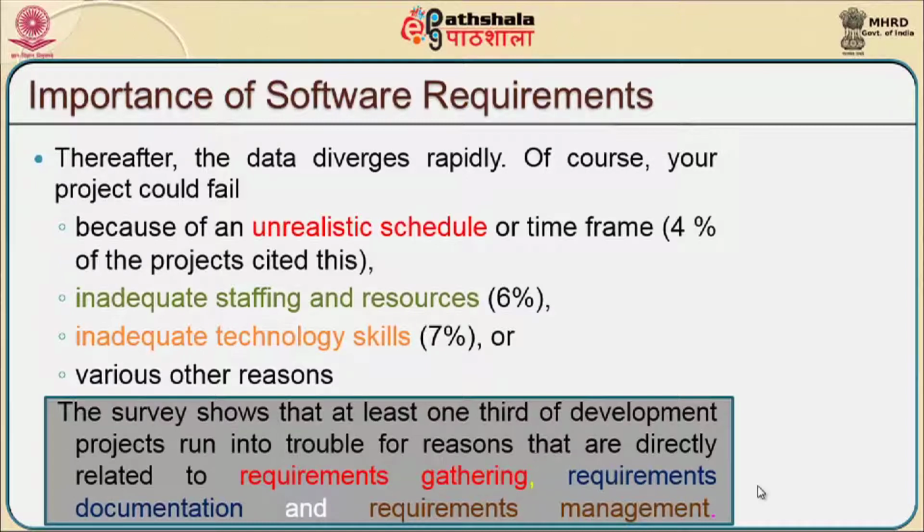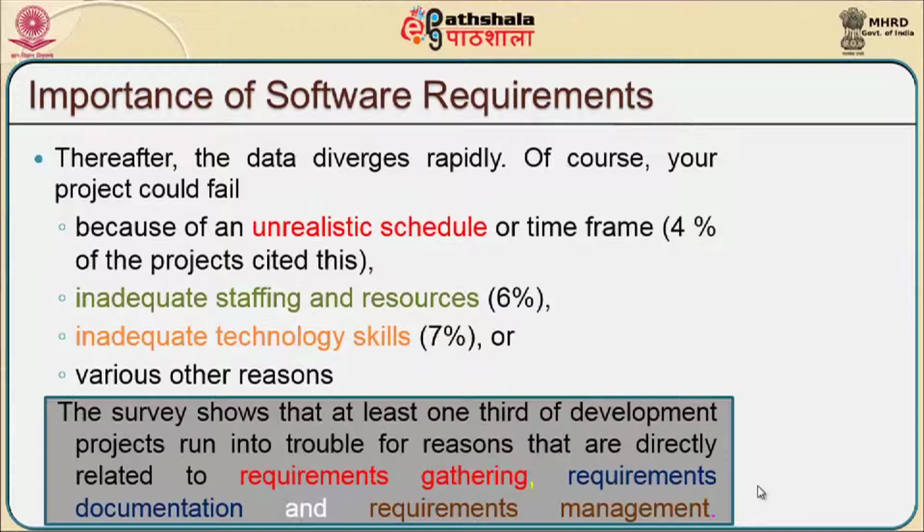And point number 2, it becomes inadequate staffing and resources. Although there is a large quantum of staff available, the appropriate people who can work on this project will be only 6%. So 6% of projects might fail because of this specific reason. And the third point that we wish to talk about is the inadequate technology skills. If at all I find appropriate people for this development, there are likely chances that I may have to train them, or they may not be exposed to that particular technology, because of which 7% of the major projects fail.